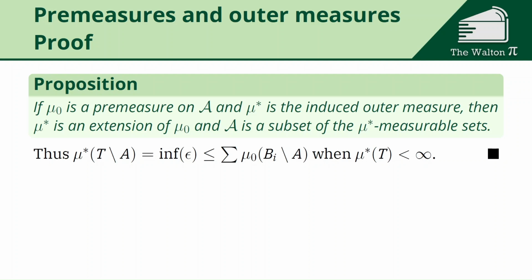Thus, mu star of T minus A plus mu star of T intersect A is less than or equal to mu star of T plus epsilon when mu star of T is finite. Since the infimum of all epsilons bigger than 0 is 0, we end up with equality, and our proof is complete.